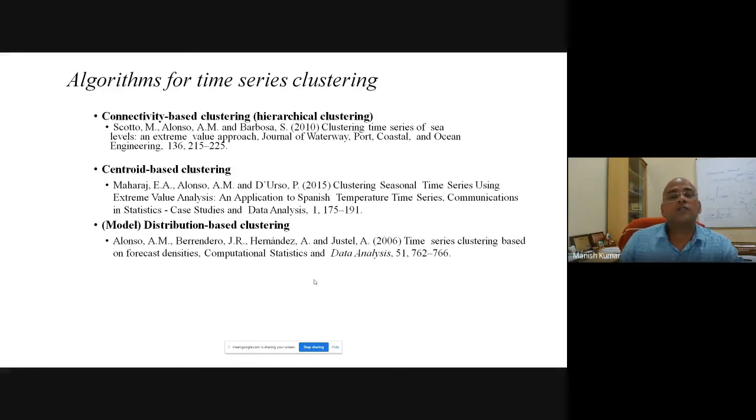Algorithms of time series clustering based on connectivity based clustering, hierarchical clustering: you can go through this paper. Then centroid based clustering, you can go to this paper. Then distribution based clustering, you can go for this paper. And there are so many papers you can have. There are so many surveys that have been done.